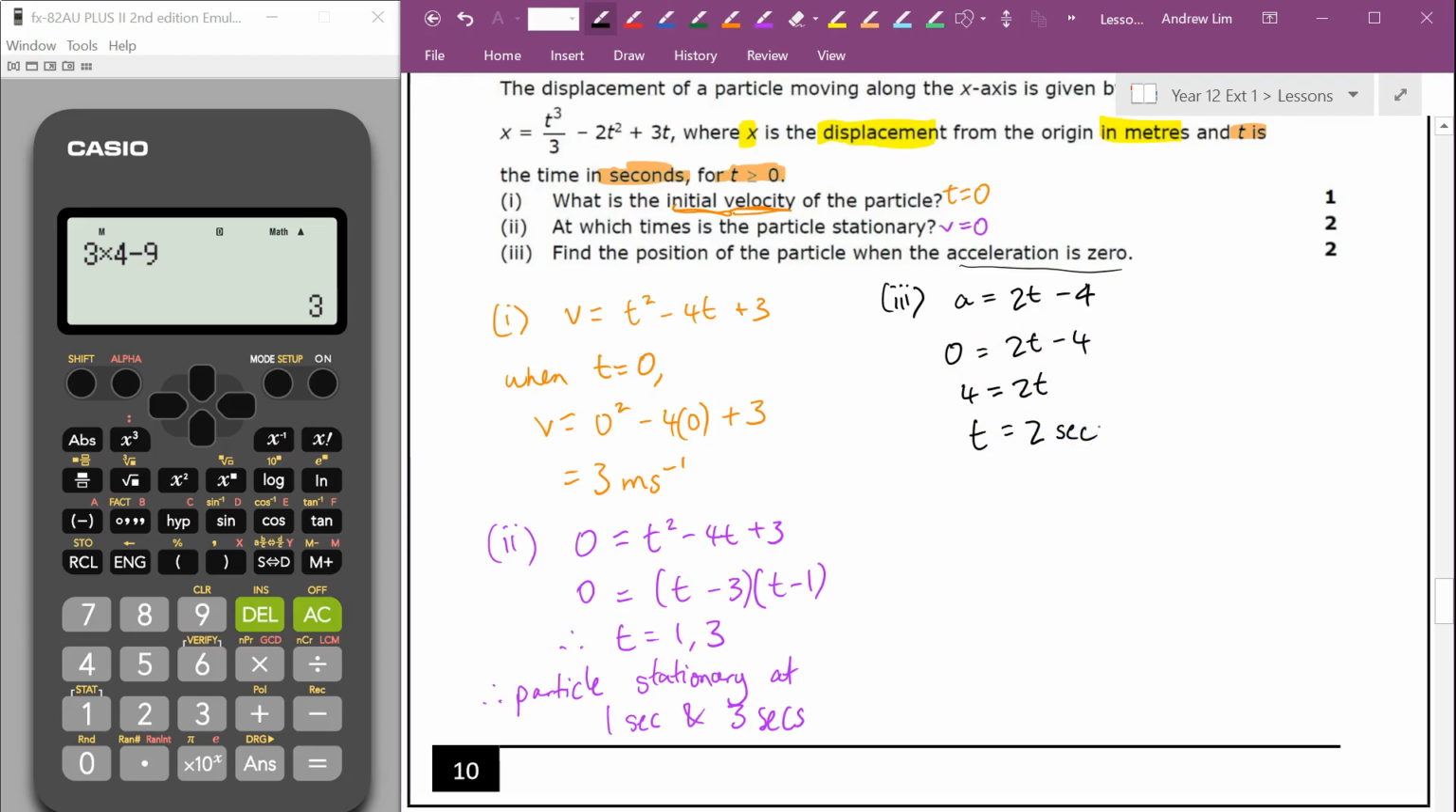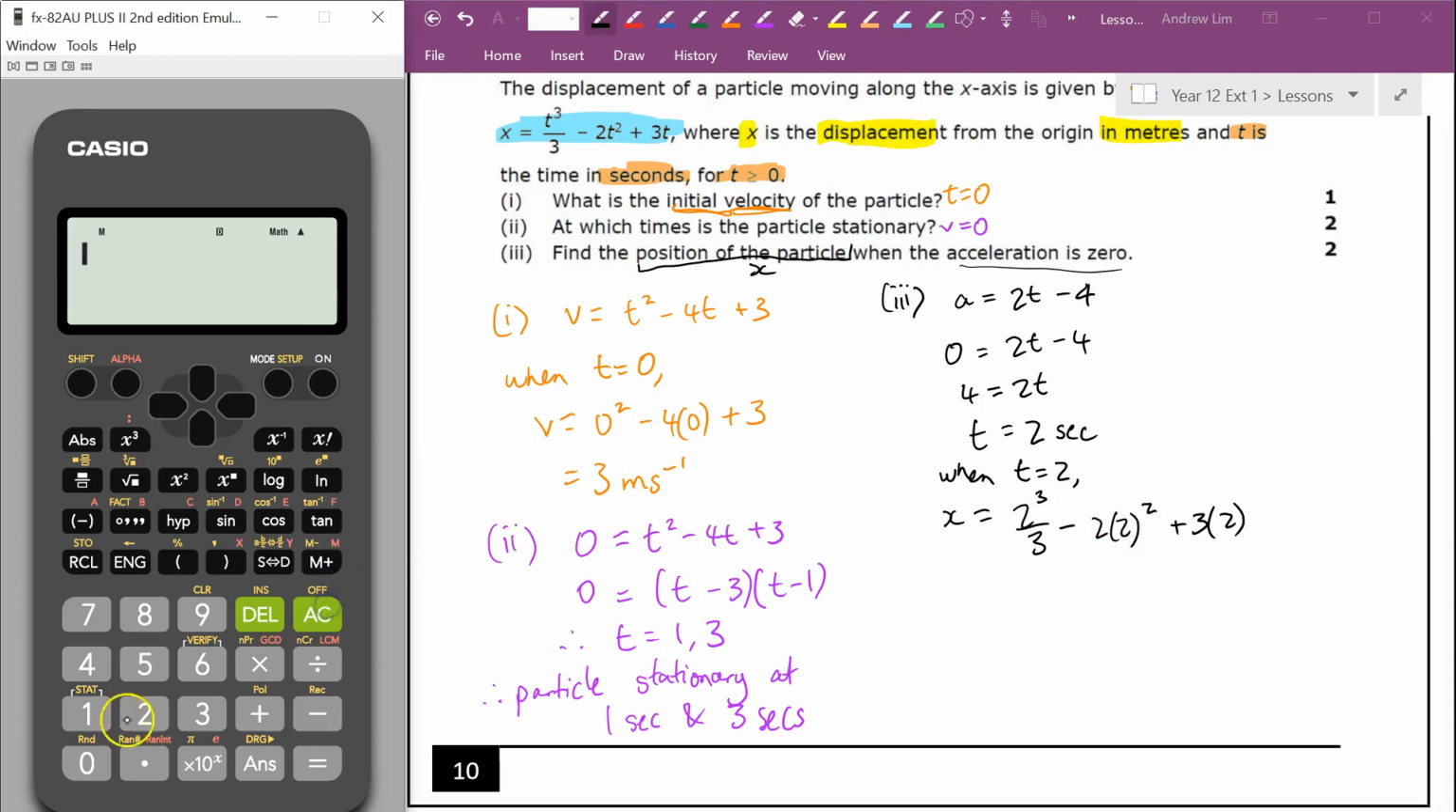Okay? The question is, have we answered the question? The question says find the position of the particle. So that means find the displacement. So we now need to substitute this value of t equals 2 into the original to work out the displacement. Okay, so when t is equal to 2, the displacement is equal to 2 cubed on 3 minus 2 lots of 2 squared plus 3 times 2.